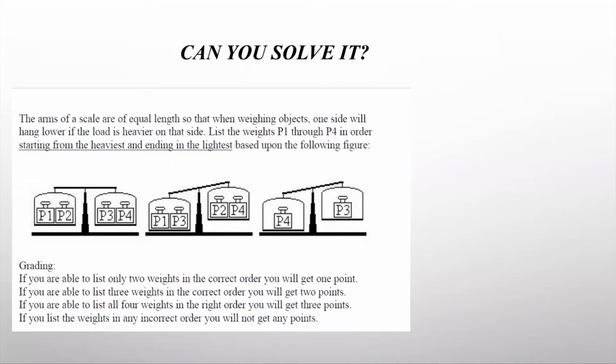This is the problem. Can you solve it? The question is, the arms of a scale are of equal length, so that when weighing an object, one side will hang lower if the load is heavier on that side. List the weights P1 through P4 in order, starting from the heaviest and ending in the lightest, based upon the following figures. So we are to look at the figures here and determine which one is heavy, either P1, P2, P3, or P4. See? So from the first figure, we can establish an equation.